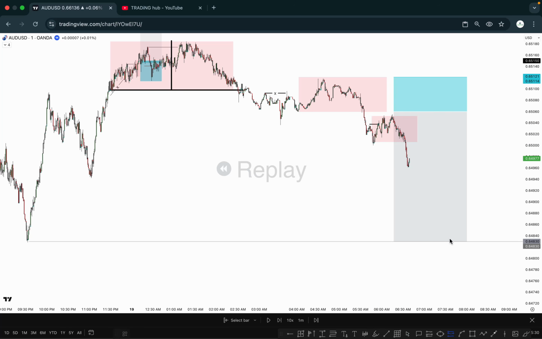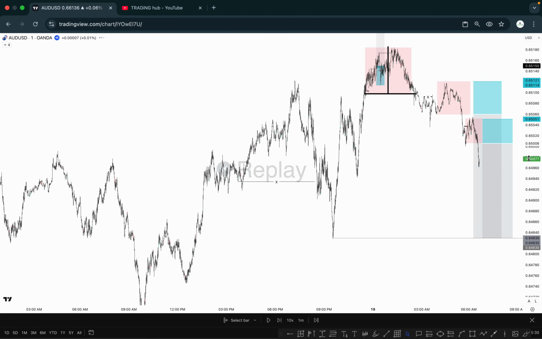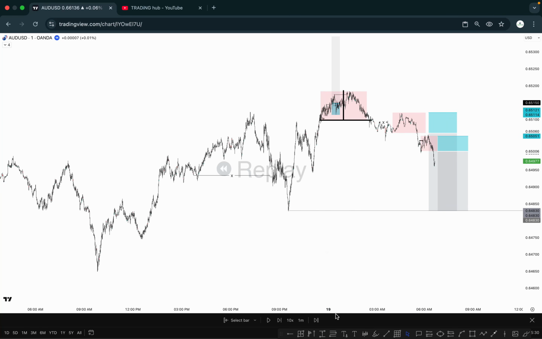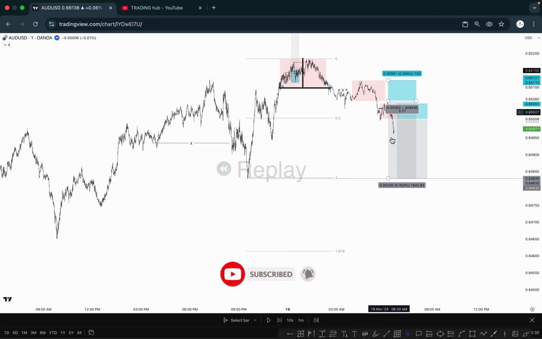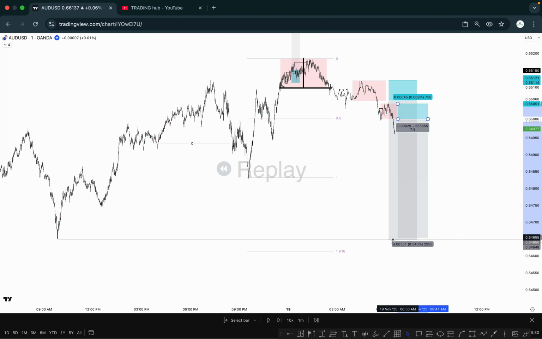This is our entry, this is our stop loss, and this is our target, which is here. You can also set it based on the Fibonacci tool at 1.618, following the previous candle high or low. So 1.618, which will be around here, we can set as a target right here. This one, and this one, as well as here.